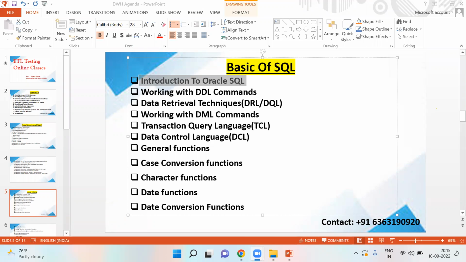But mostly when we say real-time scenario, it will be SQL based only. If you learn SQL properly, then you will be able to crack the interview.